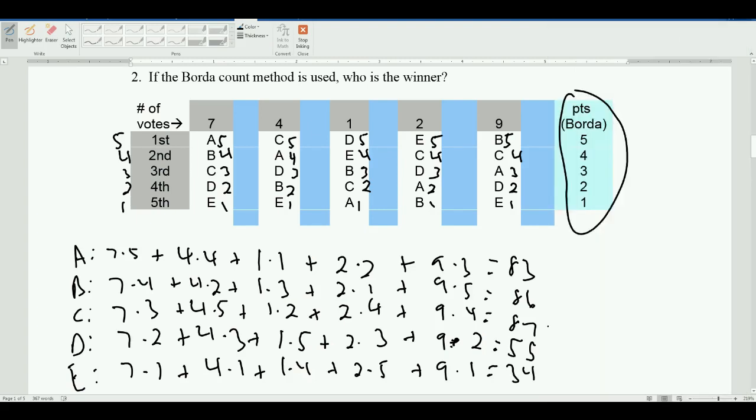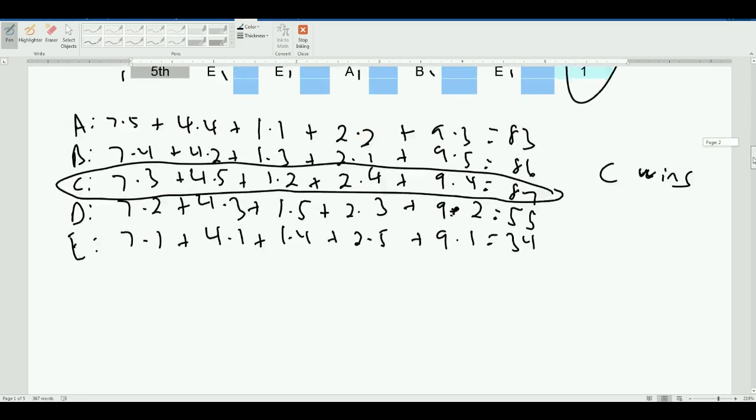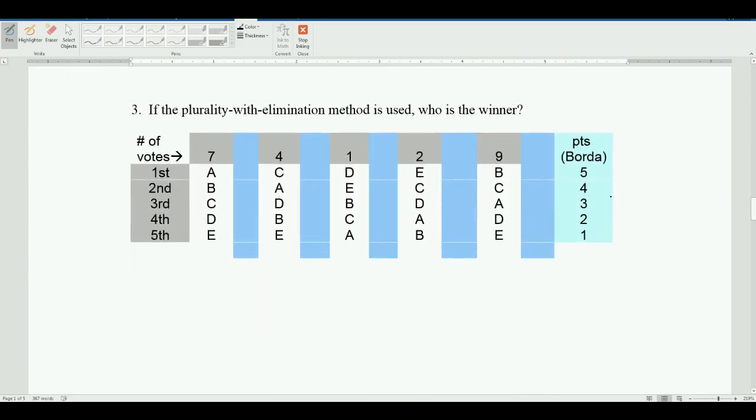Who won? The one with the most points wins. So with this method, C wins by the Borda count method, or the point system. The plurality with elimination, I'm not going to use this.